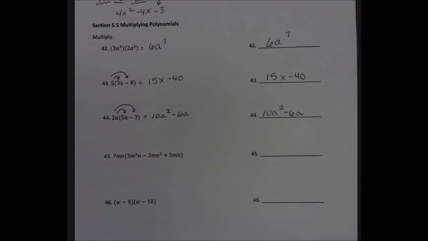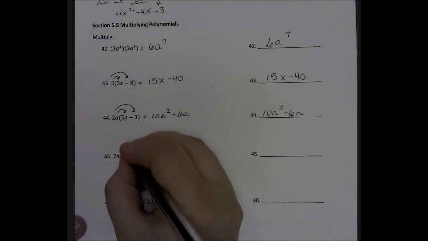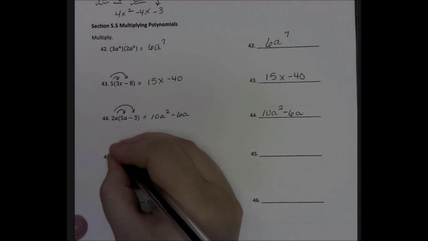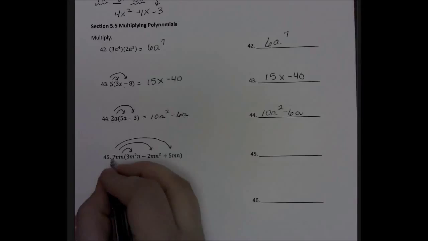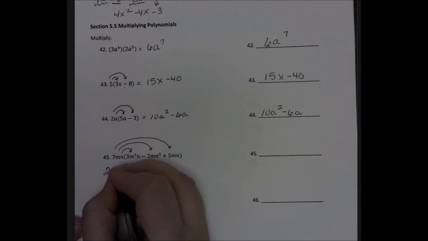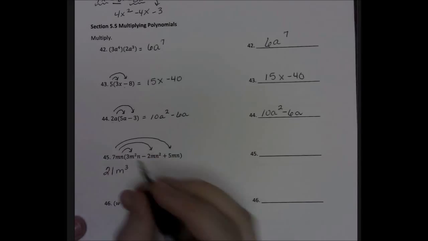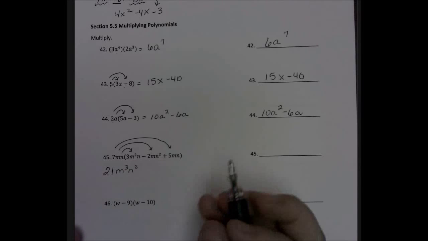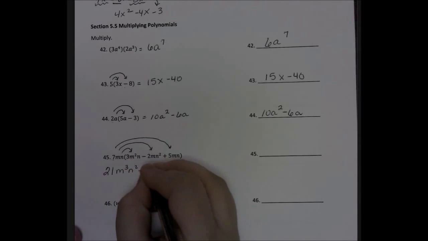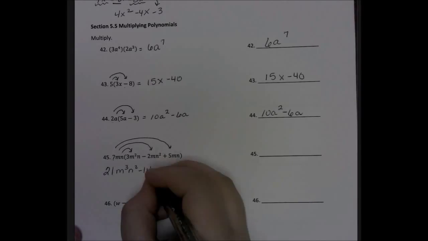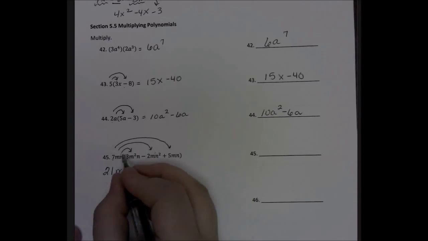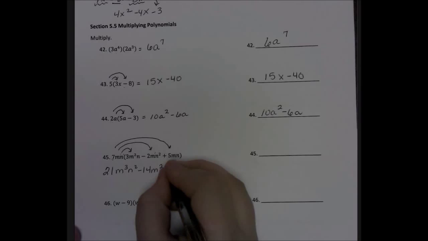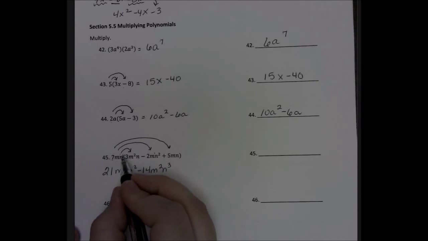Then on number 45, going to again distribute the 7mn into each term inside of my set of parentheses. So 7 times 3 is 21. M times m squared is m to the third because that m has an understood 1 there. And then n times n is n squared. So 7 times negative 2 is negative 14. M times m is m squared because these both have understood 1s. And then n times n squared is n to the third because that's a 1 plus 2 gives you 3.